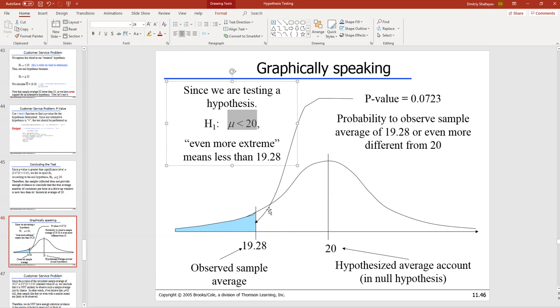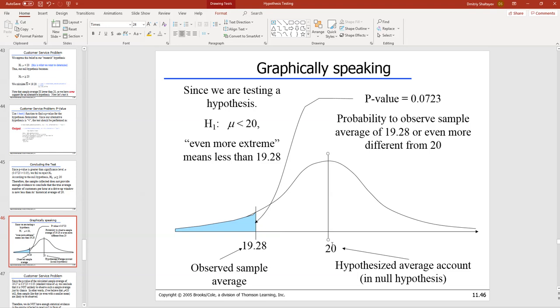Okay. So therefore, graphically speaking, it's the area under the curve, which is probably close to normal, right? That's my sampling distribution, and it includes all the values to the left of 19.28, right? And the fact that I'm starting the testing of the hypothesis with the assumption that the null is true is indicated on this picture by the fact that my sampling distribution has the peak at the value of 20. It's the same as the population mean, which I hypothesized in the null hypothesis.